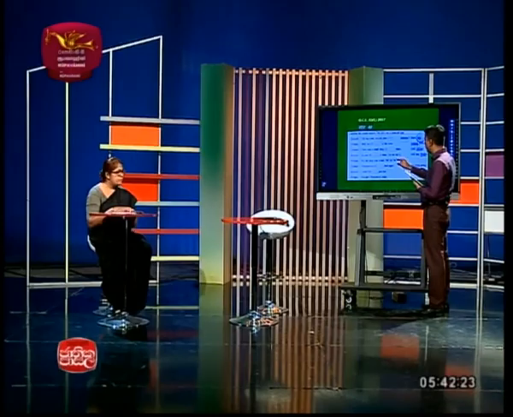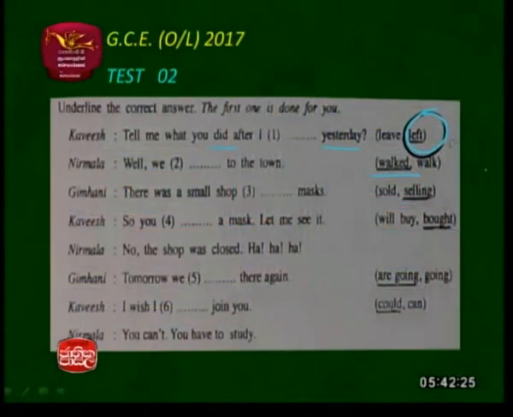Okay. There was a small shop. Why hasn't "sold" been put there? Because a verb is needed. So, there was a small shop selling masks. Selling masks. Yeah, here it's not a verb, is it? Yes. So here there was a small shop selling masks.